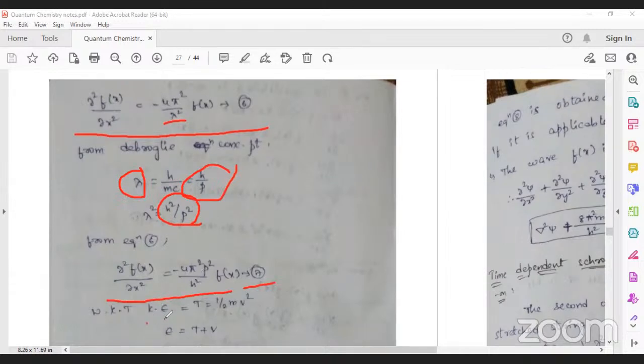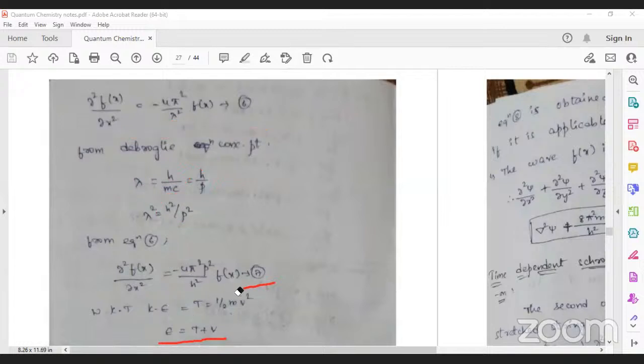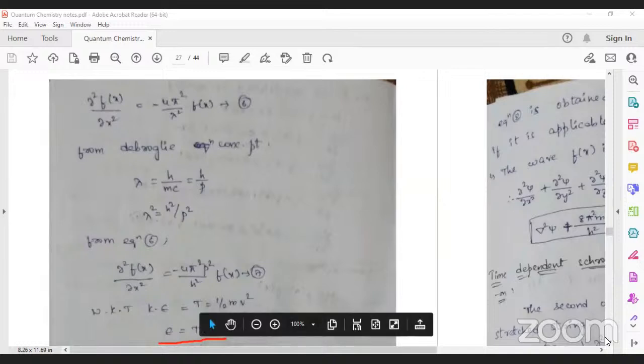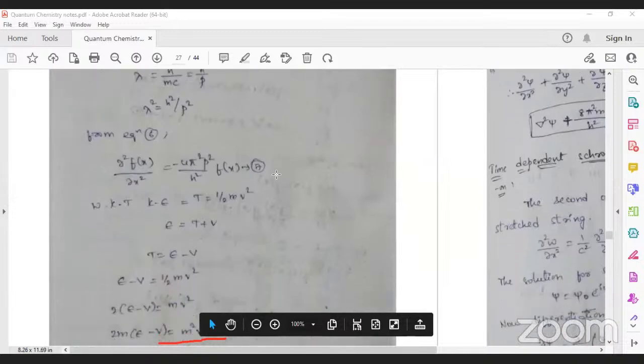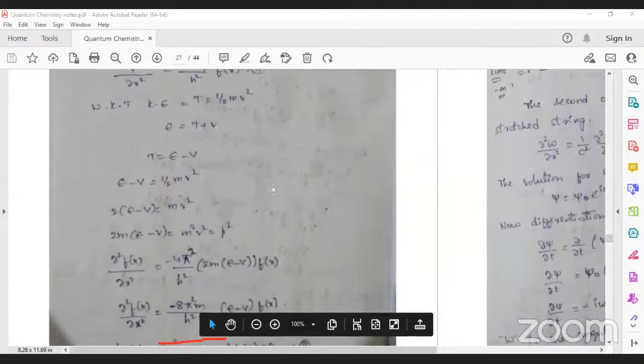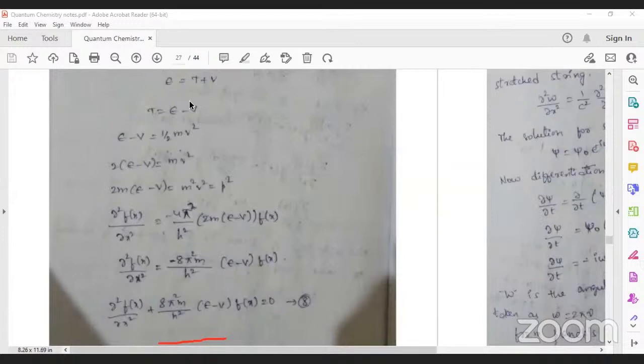But we know the kinetic energy is equal to half mv square, and total energy is equal to kinetic energy plus potential energy. So therefore the kinetic energy can be written as E minus V, that means total energy minus potential energy. So this is some simple simplification.